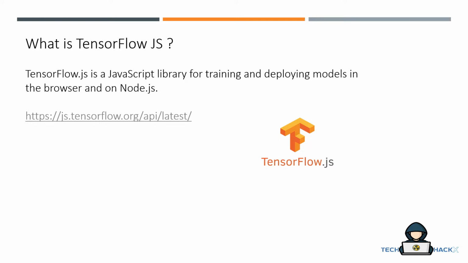Now we'll move to what TensorFlow JS is. TensorFlow JS is a JavaScript library for training and deploying models in the browser and on Node.js. You can use any front-end framework which runs on Node.js or a Node server, like Angular, AngularJS, React and React.js. In this slide I have also attached the TensorFlow JS API documentation URL. You can go through this URL and get an idea about how the TensorFlow JS API works.